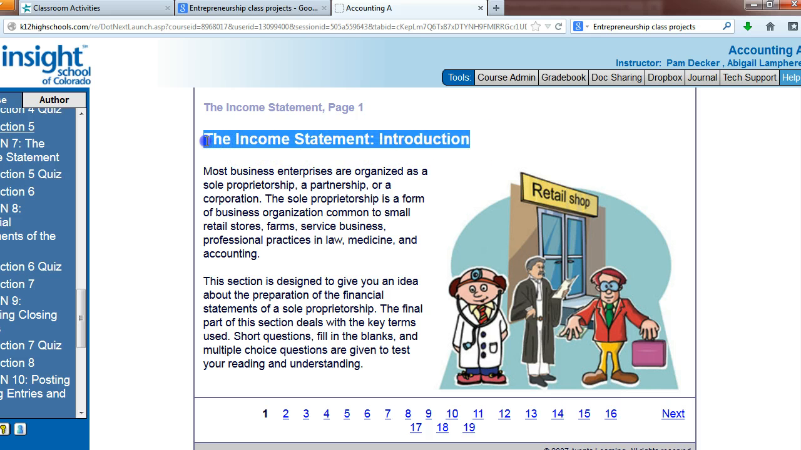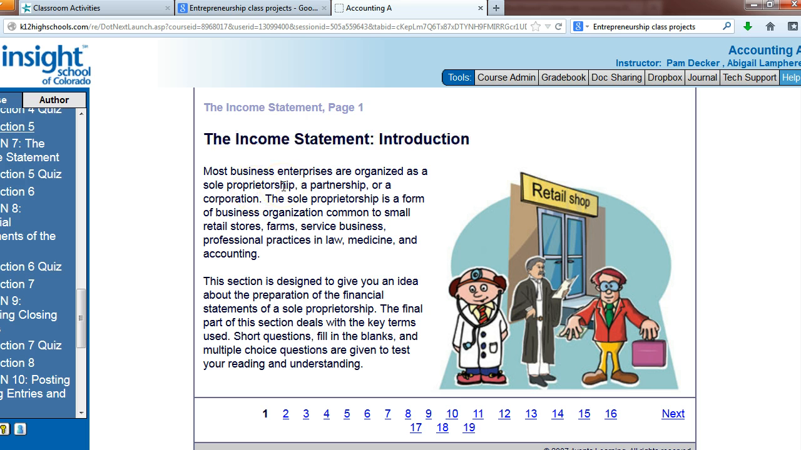So we briefly talked about the income statement as a part of the accounting worksheet that we worked on in the last section, and this is going to look at the income statement as a separate financial statement for a sole proprietorship. So we've talked about, in the first unit, the different types of business enterprises and how they're either a sole proprietorship, a partnership, or a corporation.